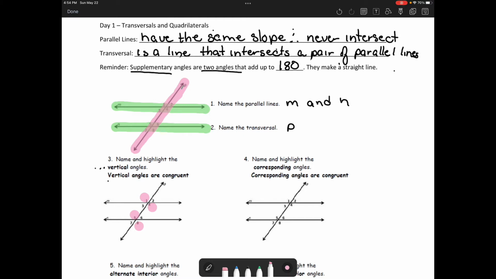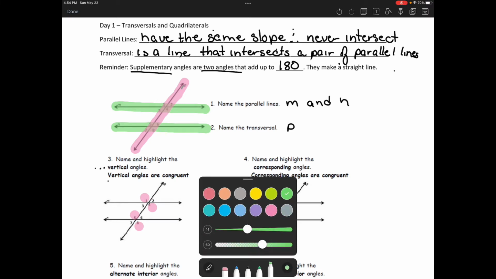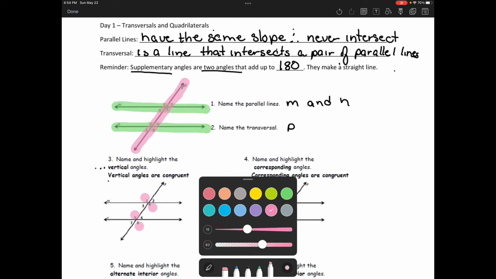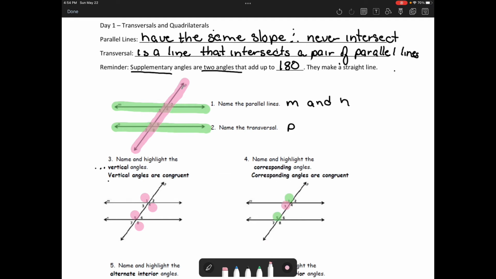Name and highlight the corresponding angles. Corresponding angles are angles that are in the same position, if you will. So our corresponding angles, let's get a different color. The two corresponding angles would be 1 and 5. And if you notice, 1 and 5 are pretty much in the same position. We could also say that 3 and, you guess, 3 and what? 3 and 7 are corresponding.